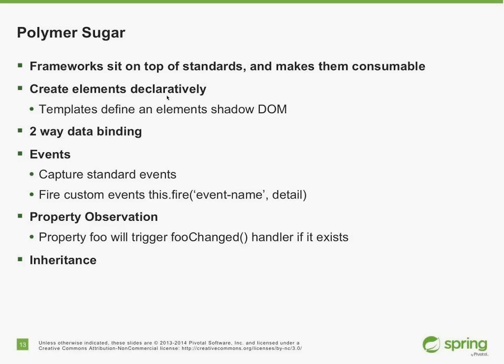It provides us additional functionality in terms of two-way data binding so that I'm able to attach data to various DOM elements and update them and have that propagated around. It's a good model for dealing with events, both capturing standard events and firing standard events, such as internal button clicks out, or firing custom events from the inside out as well. Property observation is natively built in. So if I have a property called foo, I can simply write a handler called foo changed, and it'll be called automatically. Polymer also provides us with abilities for component inheritance. So if I want to define a root and then inherit off that to extend functionality.